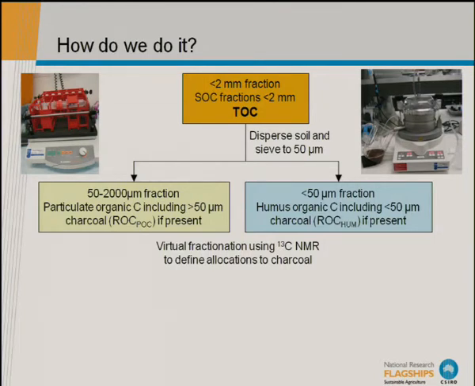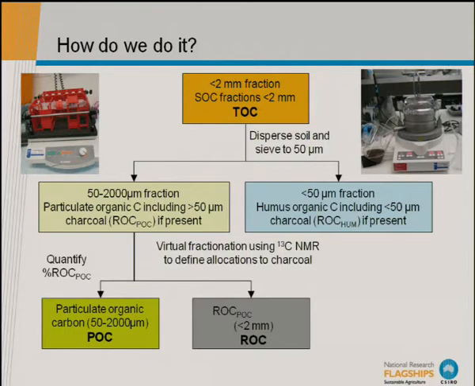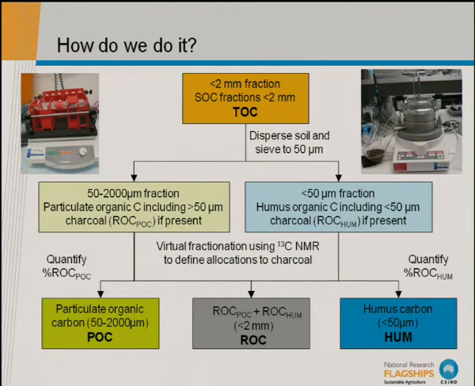There's no easy way to get at it, so we use 13C NMR spectroscopy on both of these fractions now to define how much charcoal is present, and then we just essentially virtually subtract out that number and have our third resistant pool. So that's basically what's being shown here.